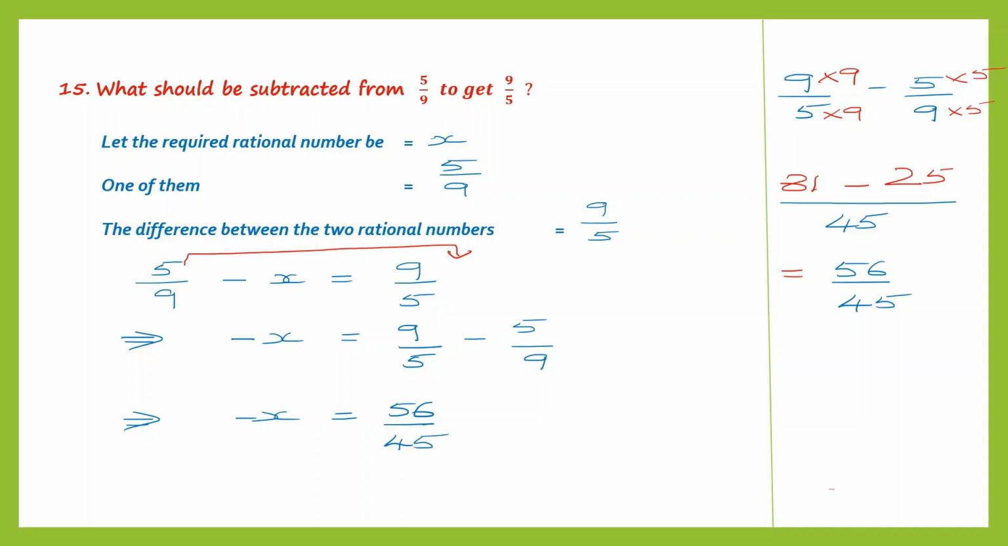So if we have to find the value of x by removing the minus sign, we have to move the minus sign to the other side. So it becomes minus 56 by 45. So what is the value of x here? X is equal to minus 56 by 45.